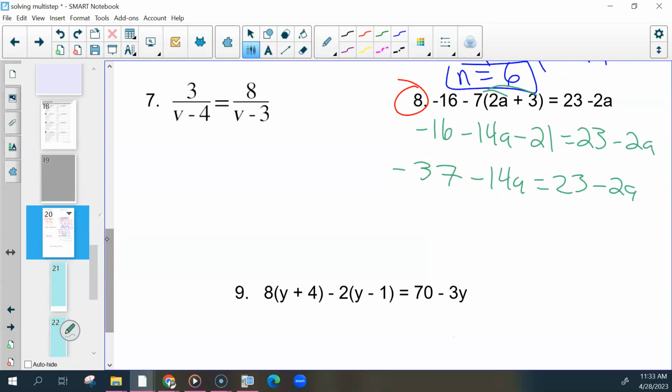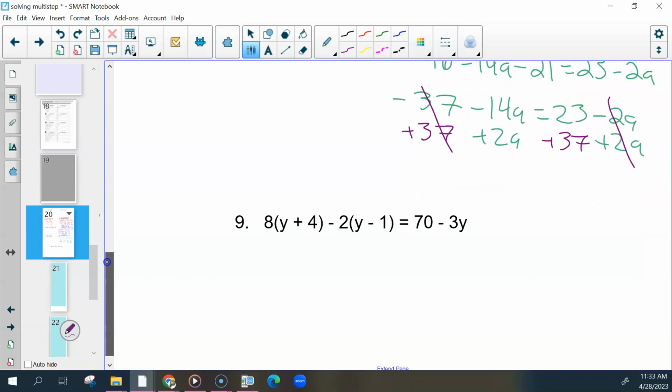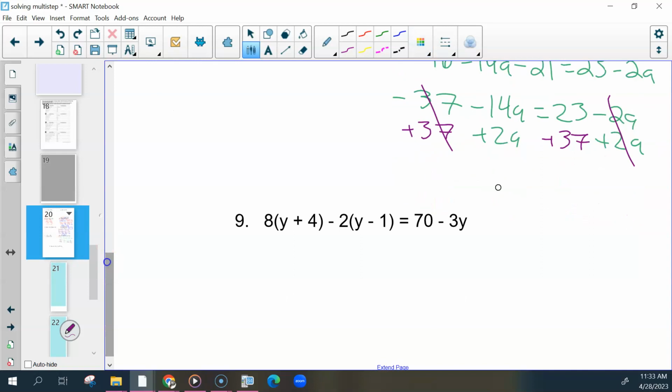Then you have choices. What do we want to move first? Okay. So move it by doing what? Adding 2a to both sides. And then doing the opposite, adding 37 to the other side. We have how many a's? Negative 12. And 23 plus 37. 60. And when we divide, a would equal what?